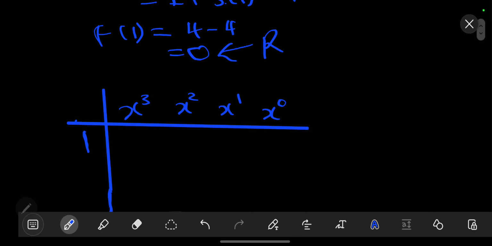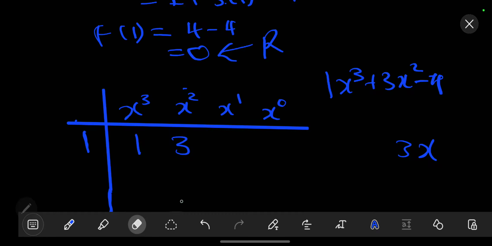So we are going to say 1. Then the coefficients, according to the equation, which says x cubed plus 3x squared minus 4. Where there is x to the power 3, put the coefficient, which is our 1. X to the power 2, the coefficient is our 3. Then x to the power of 1, there is no term with just x, so we are going to put a 0 there. Then we have our x to the power 0, the number without x, which is negative 4.